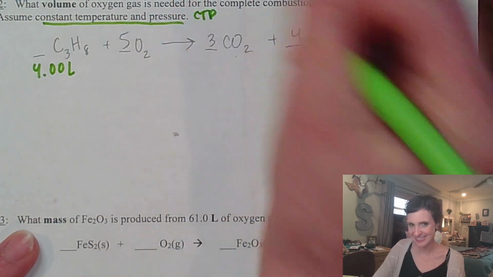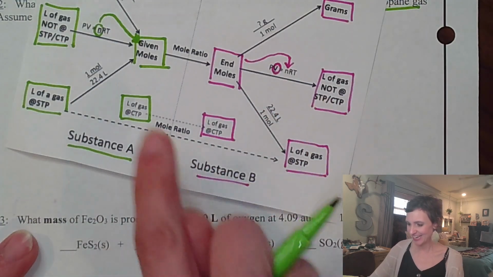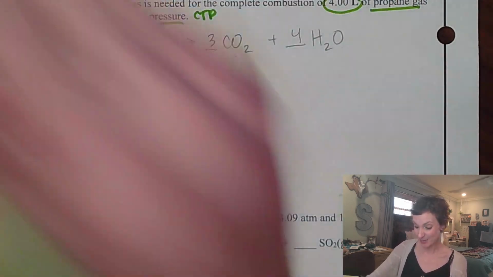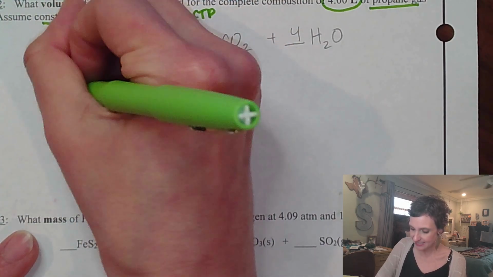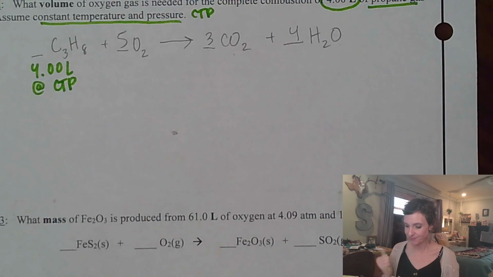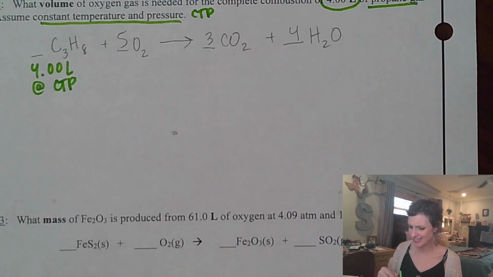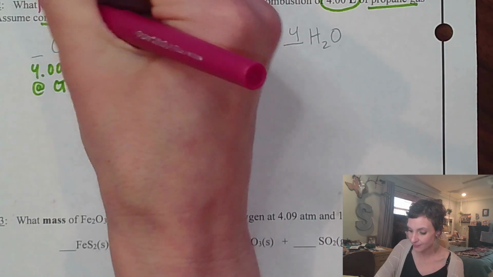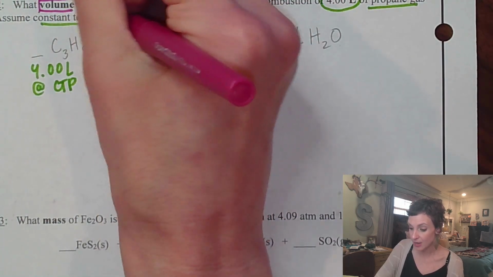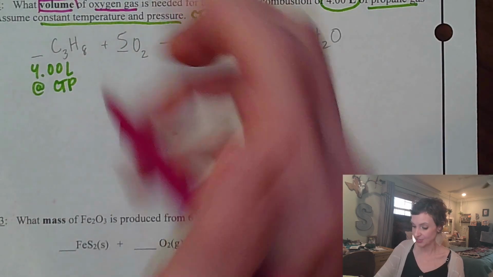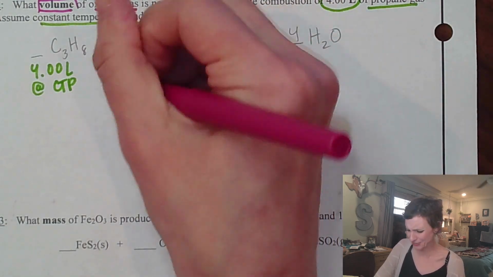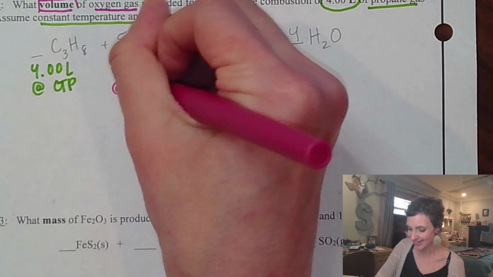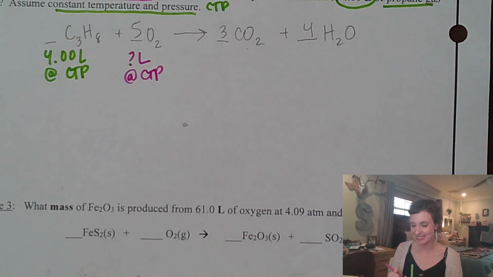So we are at constant temperature and pressure, and I'm getting excited because I'm like, oh goodness, this is going to be real good for me. So we're going to write that at CTP. Ooh, okay. And what are they asking me to solve for? They're saying what volume, and volume is liters of who? Oxygen gas. So underneath my oxygen gas, I'm going to put a question mark, liters.